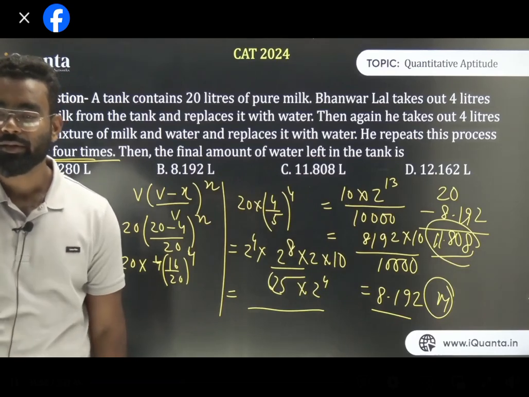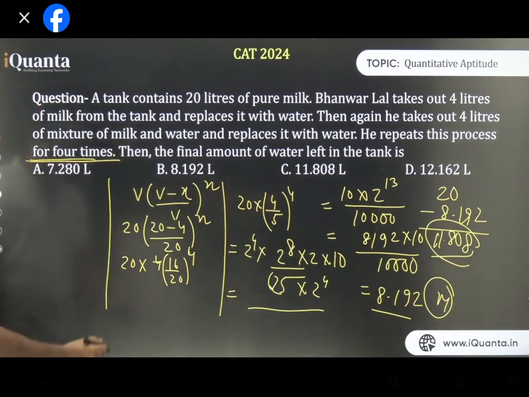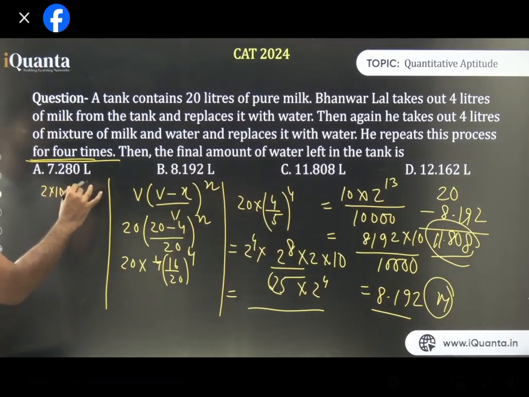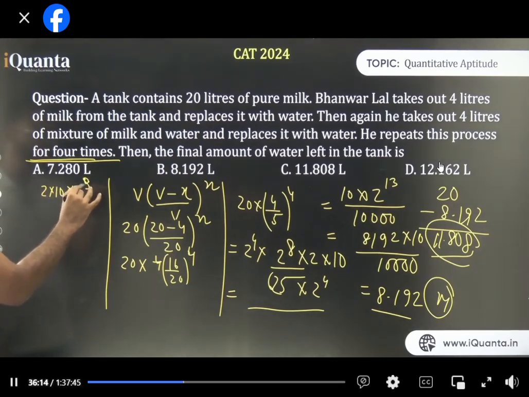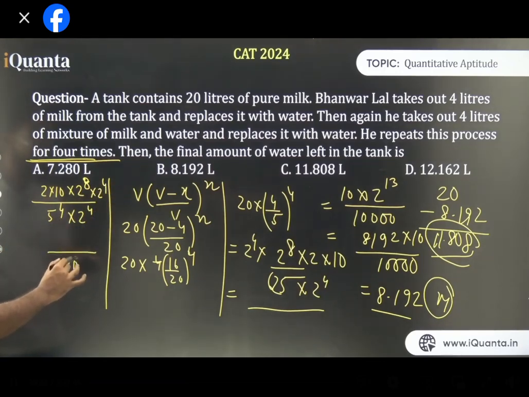Is it clear? If you didn't understand the calculation, just see how I'm calculating this. There is 2 into 10, into 2 to the power 4, and 2 to the power 8, because 4 to the power 4 is nothing but 2 to the power 8, and here it is 5 to the power 4. Now if I multiply 2 to the power 4, the denominator becomes 10 to the power 4. So I have to multiply 2 to the power 4 on the upper side also. And the numerator becomes 2 to the power 13 into 10. So if 10 cancels, it is 10 cube.